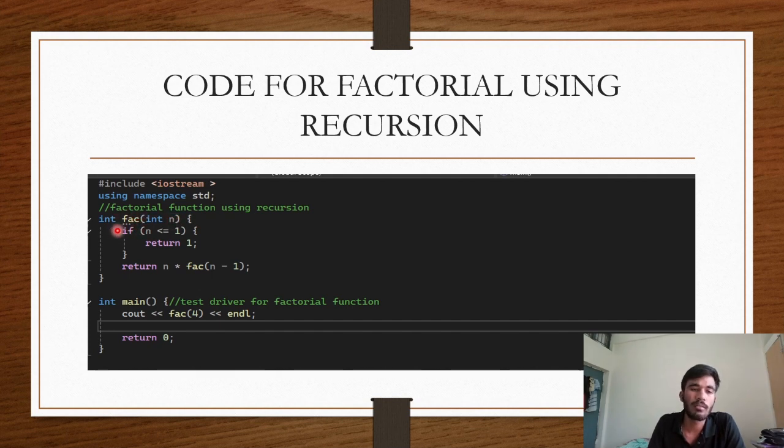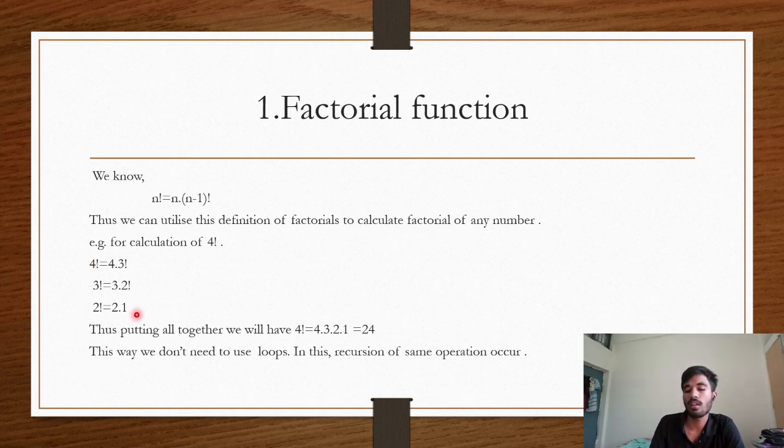int fact: we are defining the factorial function by the name fact. The return type of the function is int, because the factorial of any number will always be an integer, and the input inside the function should also be an integer, or better, a whole number. If n is less than or equal to 1, the function will just return 1, and if n is greater than 1, the function will return n into factorial of n minus 1. In this way we do all the calculation.